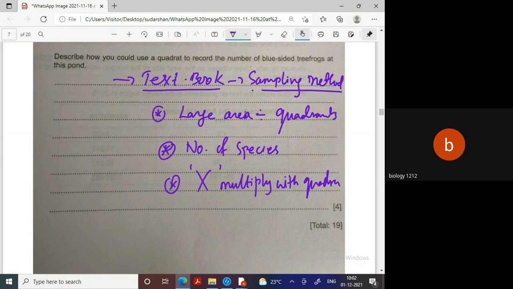Suppose you have selected 5 quadrants and each quadrant has, let's say, 3 organisms. So 5 into 3, that means the average or mean, around 15 organisms are present in that quadrant area. That was the answer here, which gives 4 marks. So it's a direct question. Please follow the textbook for more understanding of the sampling method.